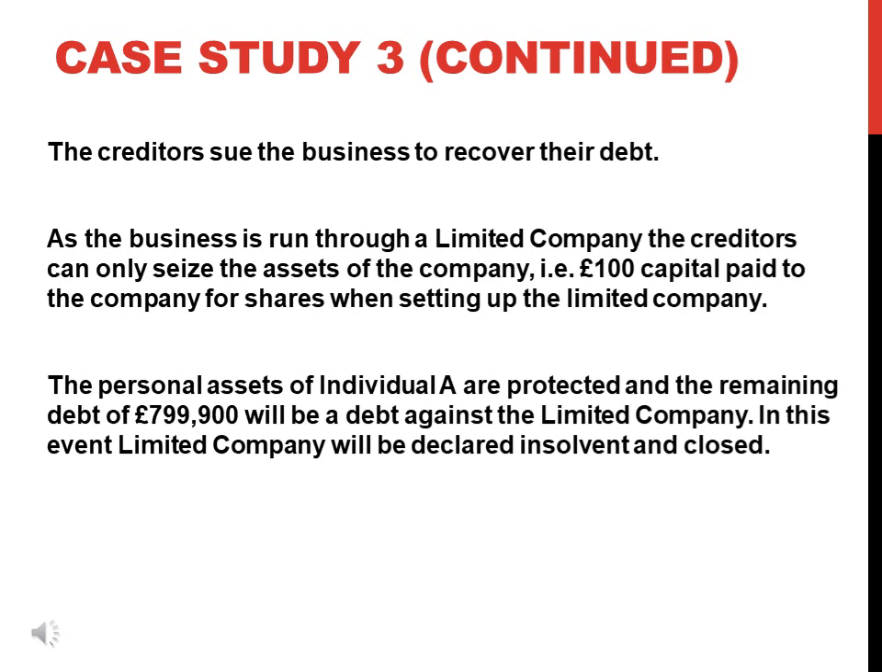The personal assets of the individual A are protected, and the remaining debt of 799,900 will be a debt against the limited company. In this event, the limited company will be declared insolvent and closed. However, the creditors can't come after the shareholders of the business. And there is a little proviso on this, providing there is no negligence and no fraud.